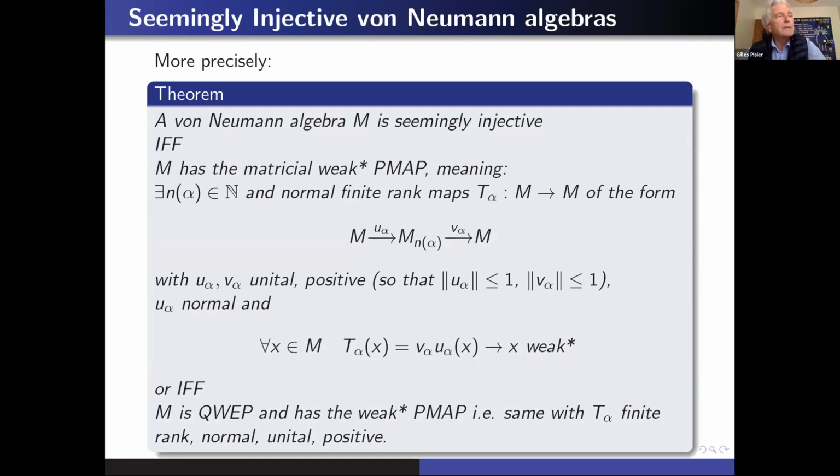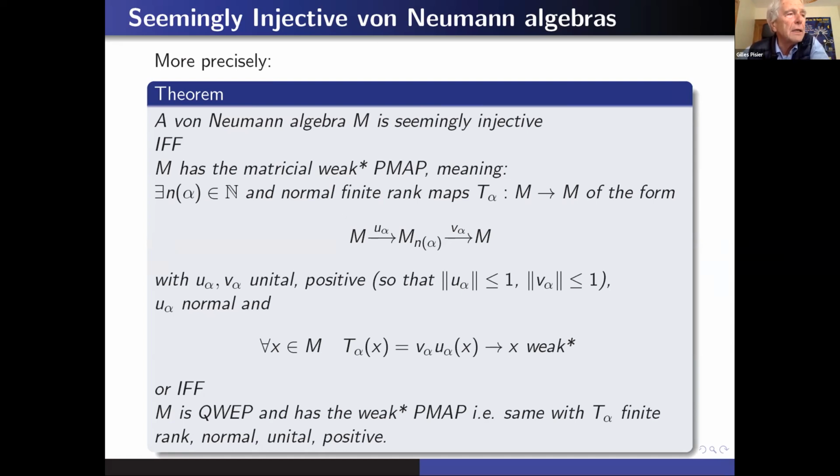So what goes on is that it's possible to characterize seemingly injective von Neumann algebras in a parallel way to how Connes characterized injectivity using semi-discreteness, or what was called weak star CPAP in the previous presentation. And so the theorem is that a von Neumann algebra is seemingly injective if and only if it has the analogous property to what I just presented, with completely positive, but precisely you drop completely.